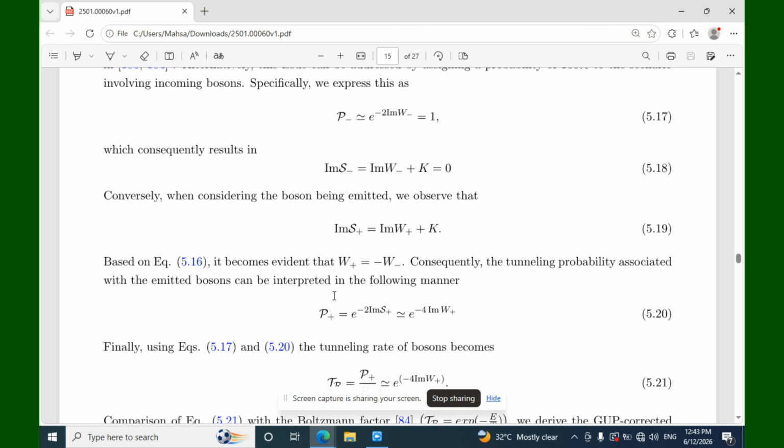Based on equation 5.16, it becomes evident that W plus is equal to minus W negative. Consequently, the tunneling probability associated with the emitted bosons can be interpreted in the following manner. P plus is equal to e to the power of minus 2 ImS plus, which is almost equal to e to the power of minus 4 ImW.